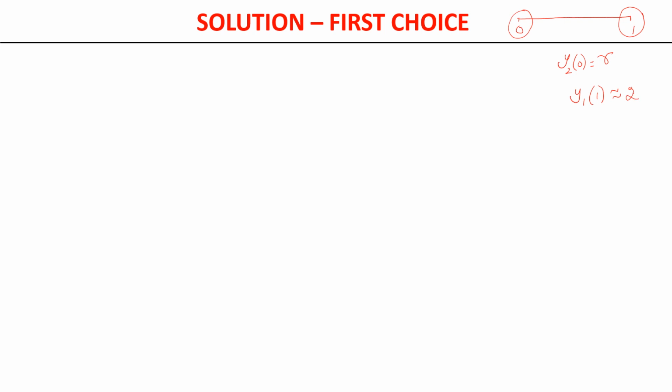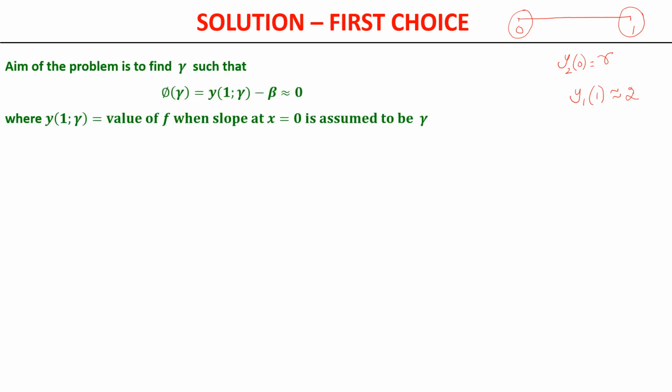So let us check and see what kind of choice we can make. The aim of the problem here, therefore, is to find the value of gamma in such a manner that phi of gamma, which we define as y of 1 comma gamma, which means the value of y at 1 by choosing the slope as gamma, minus the target, which is beta, is almost 0. Beta in our case is 2.